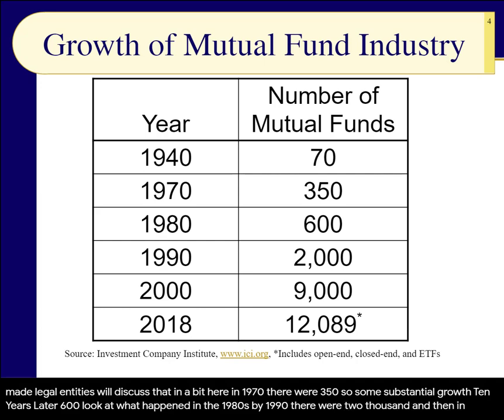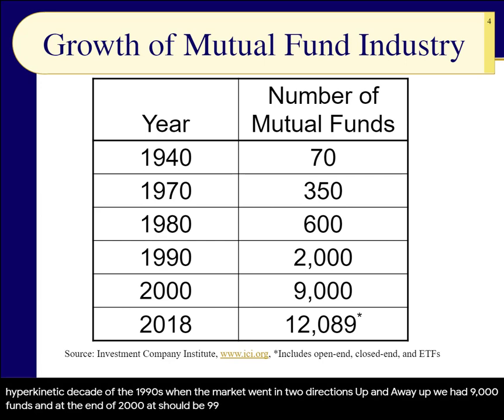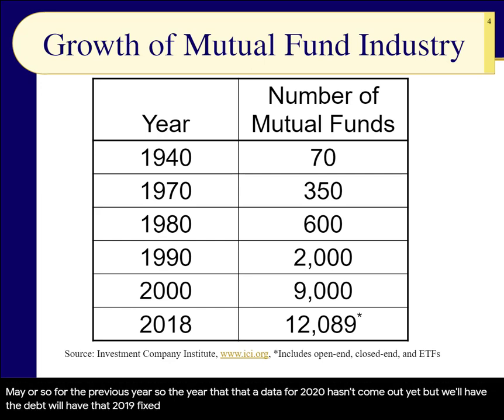And then in the hyperkinetic decade of the 1990s, when the market went in two directions, up and way up, we had 9,000 funds. And at the end of 2019, there were 12,089 funds. Yeah, well, we get the data around May or so for the previous year. So the data for 2020 hasn't come out yet, but we'll have that 2019 fixed by the time you've taken a look at this.